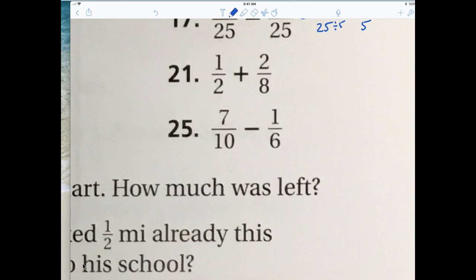But there's one better than that. 16 is good, but what's even better than 16? There you go. So you can make 8. So now I'm going to come over here and say 1/2. What am I multiplying 1/2 by? You with me? So 1/2 becomes what? 4/8, right? Is that good? All right.